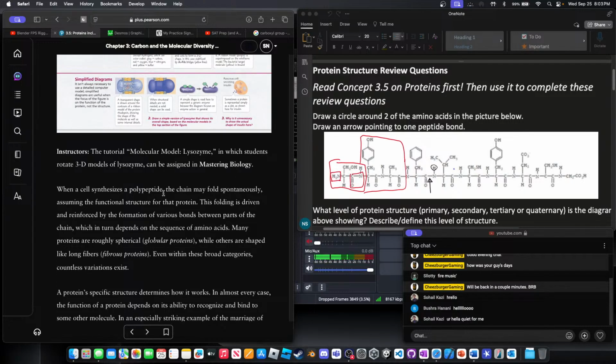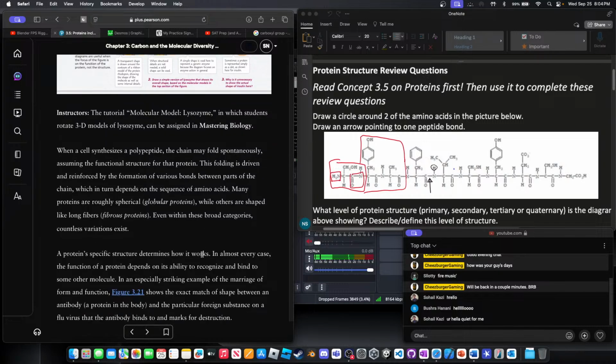When a cell synthesizes a polypeptide, the chain may fold spontaneously, assuming the functional structure for that protein. This folding is driven and reinforced by the formation of various bonds between parts of the chain, which in turn depends on the sequence of amino acids. Many proteins are roughly spherical, globular proteins, while others are shaped like long fibers, fibrous proteins. Even within these broad categories, countless variations exist. A protein's specific structure determines how it works.